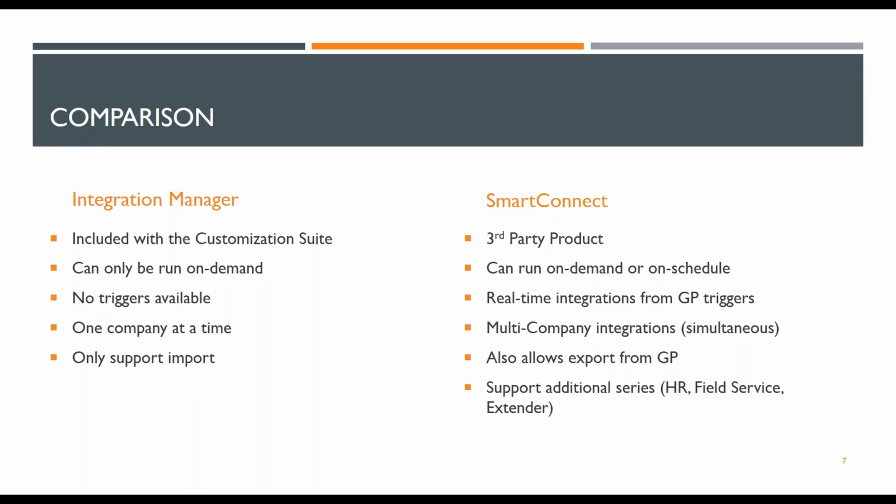Whereas SmartConnect can run on demand, or it can be scheduled. So it can automatically pull data from various sources and dump it in GP on a schedule. In Integration Manager, it's a one-way sync. It just pulls data into GP. You can't trigger it. With SmartConnect, you can actually have triggers in GP that will run an integration out of GP into another product or pull data in.